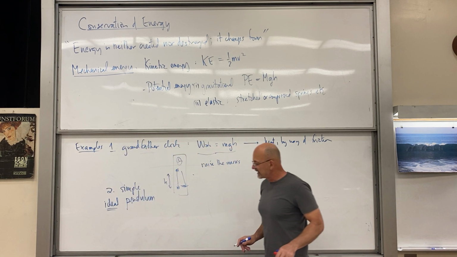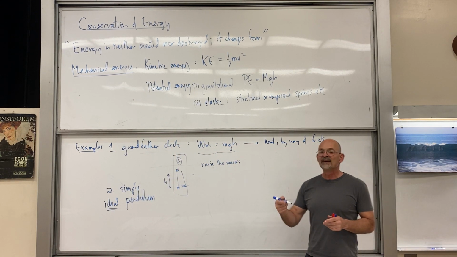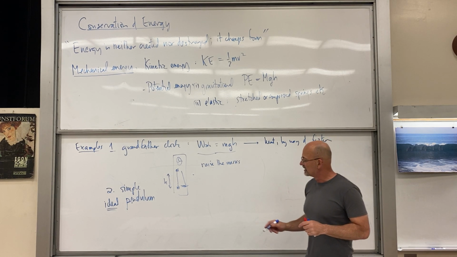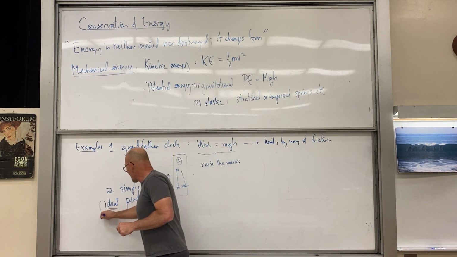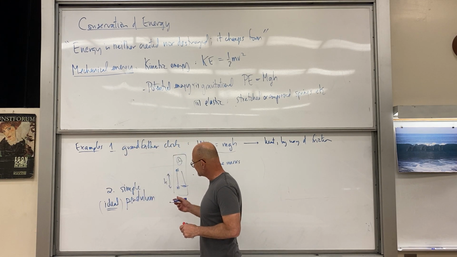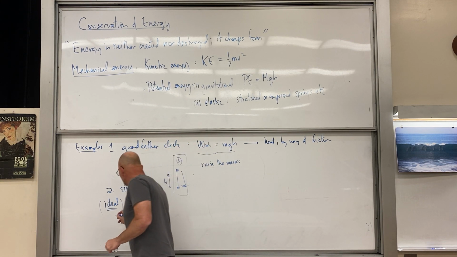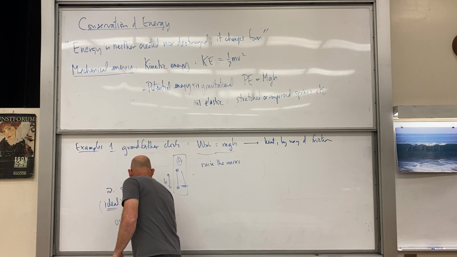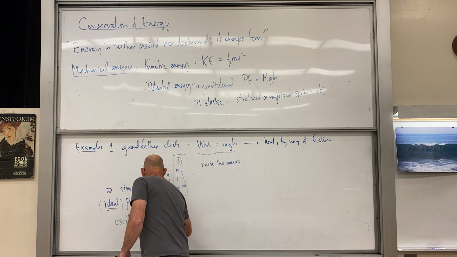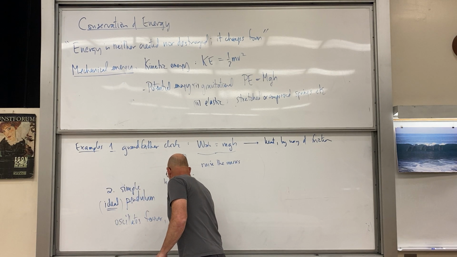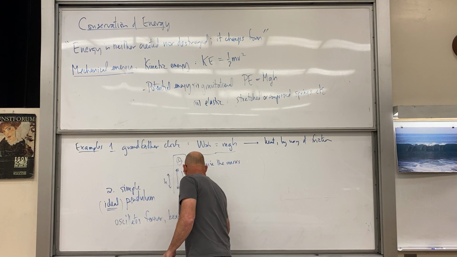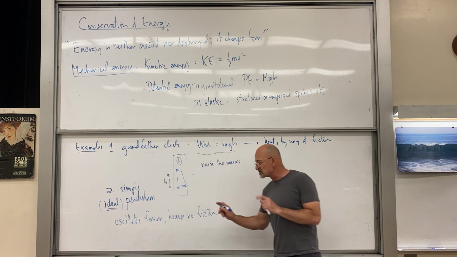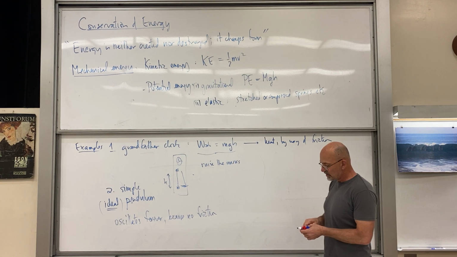What's ideal about the ideal pendulum is there's no friction, it never stops. Okay, it would just swing back and forth forever if there were no friction. So the simple ideal pendulum oscillates forever because there's no friction. So that's an idealization.